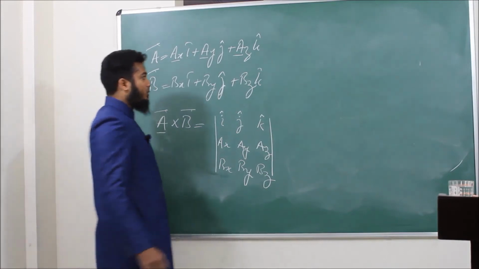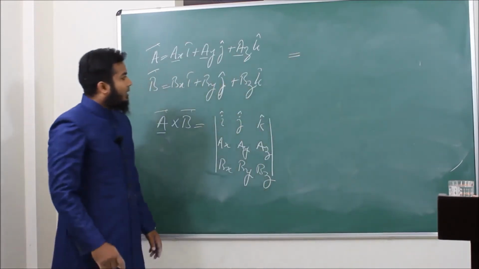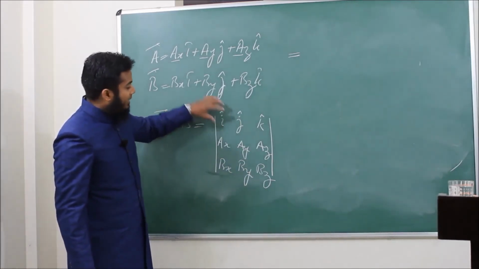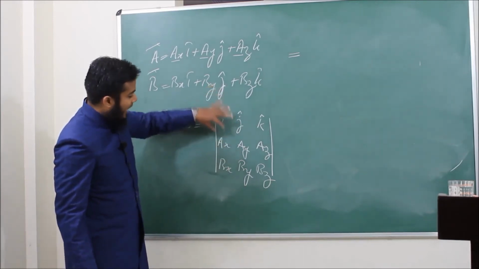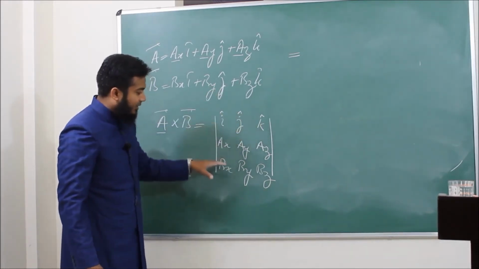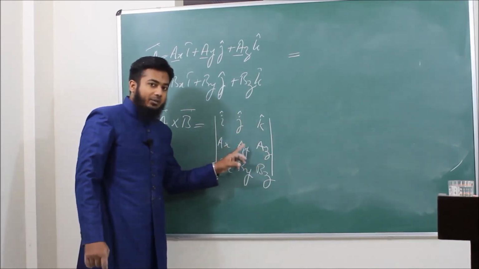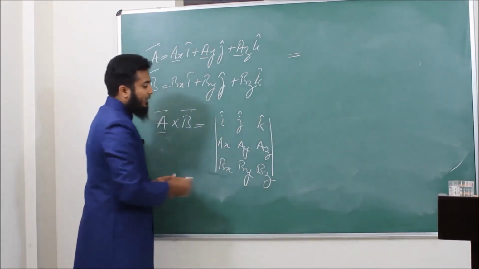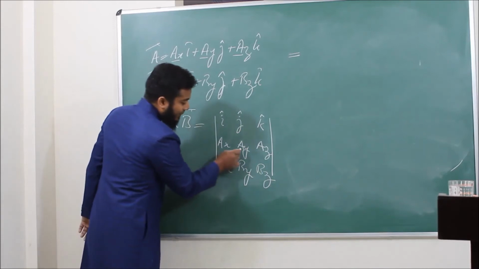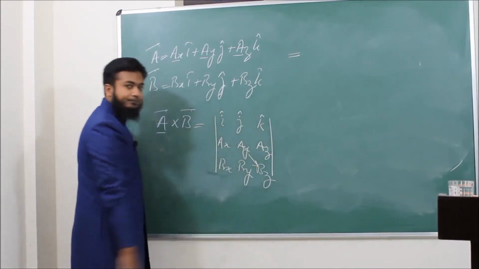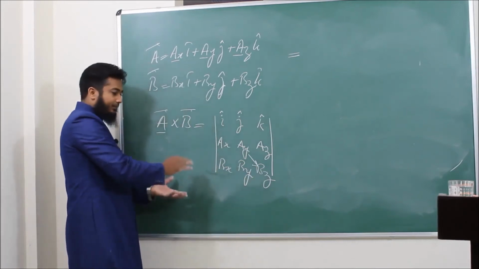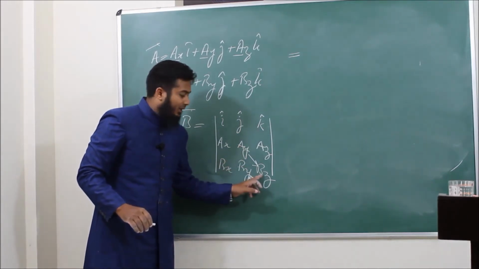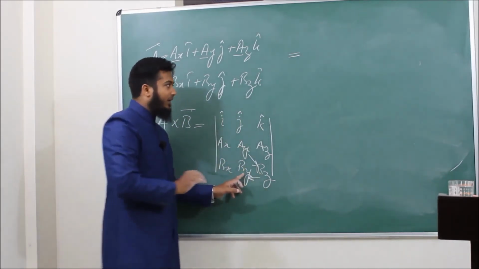Now how to solve it? Let's see how we can expand it. First we take this element, the i, and leave its column and its row. Then we are left with just these four elements. Multiply this element by this one, and then come leftward. So AY BZ, and then come back, put a minus sign there.